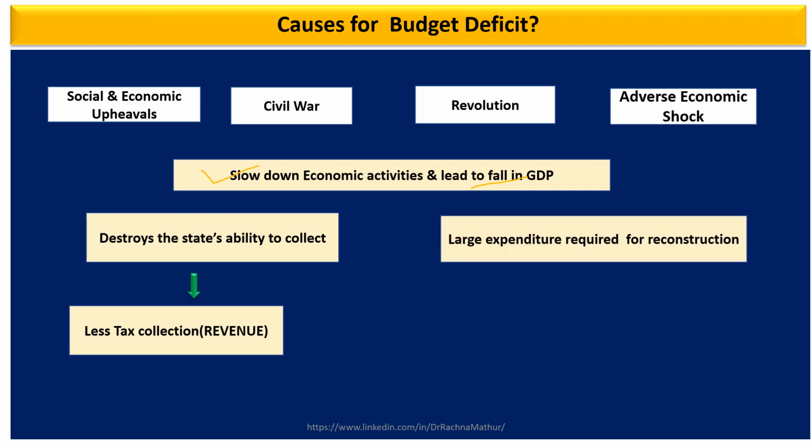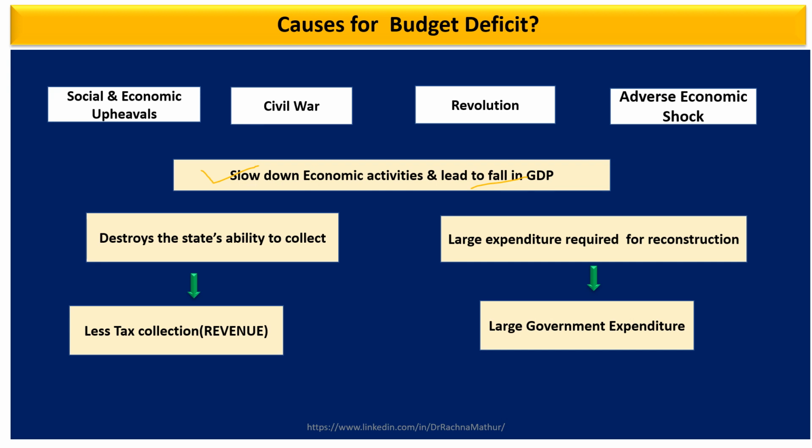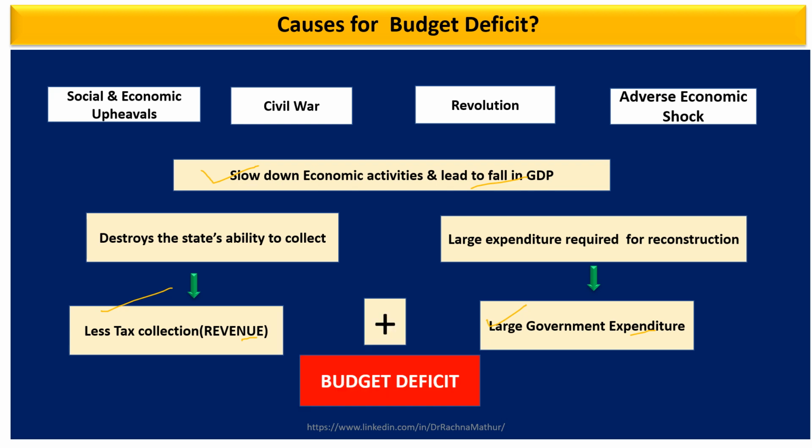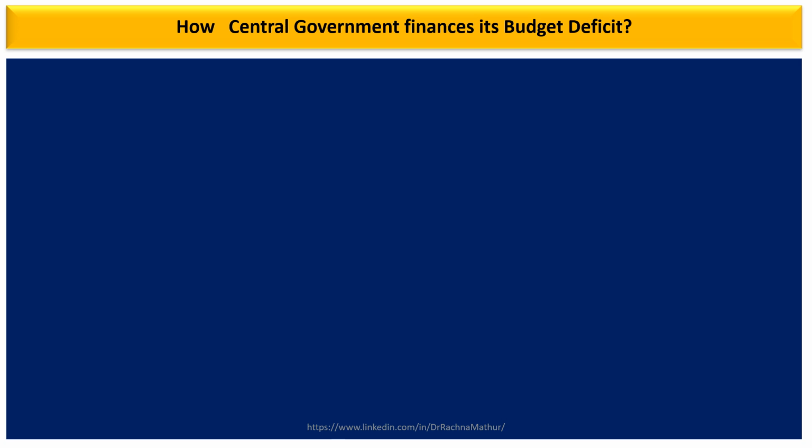On the other hand, the government is responsible for making large public expenditure for reconstruction and development of the economy. So that means huge government expenditure on one side, and on the other side there is less tax collection. When the expenditure is more than the revenue of the government, this results in a budget deficit. How does the central government finance its budget deficit?